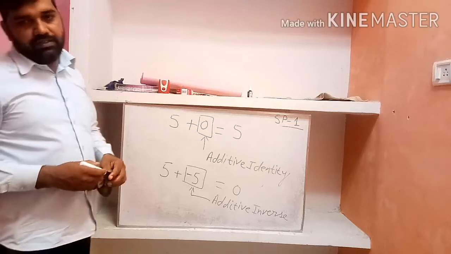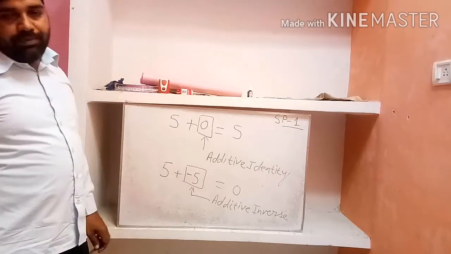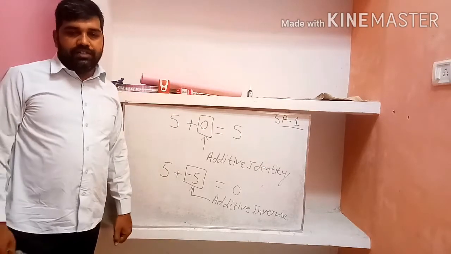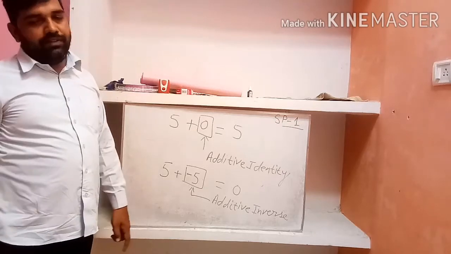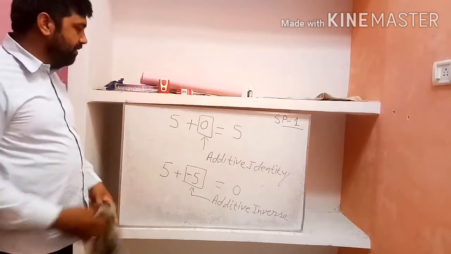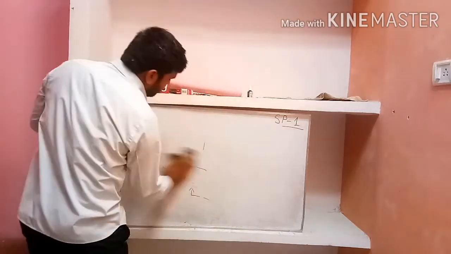Then the closure property of subtraction also holds. When you subtract two integers, the result will also be an integer. That is the closure property. Subtraction of two integers is not commutative. So a minus b is not equal to b minus a. So the commutative property of subtraction does not hold.